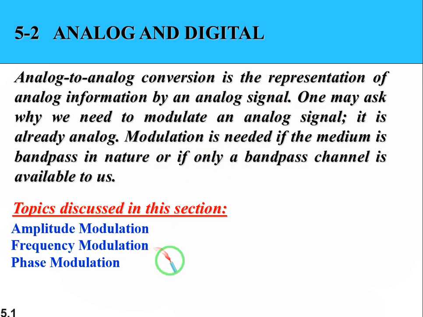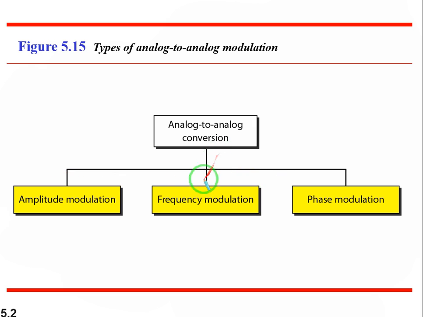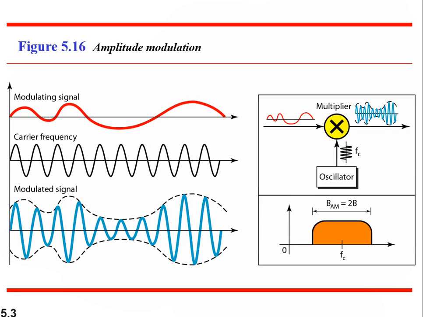The topics we need to study for analog to analog conversion are, first, amplitude modulation, where we change the amplitude of our original signal. In frequency modulation, we change the frequency of our original signal, and in phase modulation, we change the phase of our original signal. So we need to keep these three concepts in mind: amplitude modulation, frequency modulation and phase modulation. The first one is amplitude modulation.